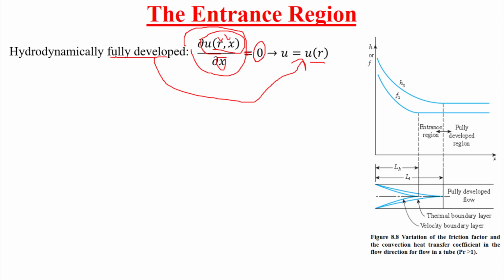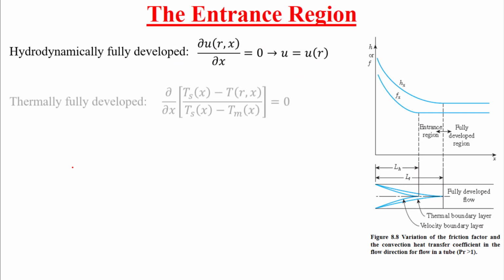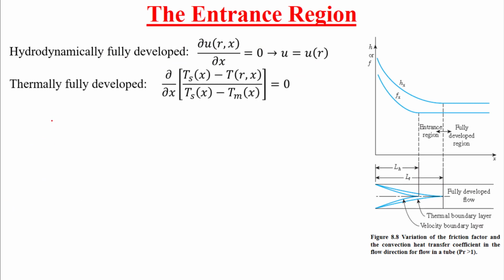This is especially true when we are in the fully developed region, but it is not correct if we are in the entrance region or the developing region. Same thing for the thermally fully developed region. Once we enter the fully developed region, the temperature, which is a function of r and x, is no longer a function of x, so the derivative is equal to 0. By the way, this is the dimensionless temperature equation.